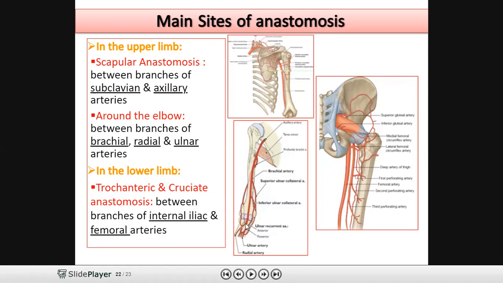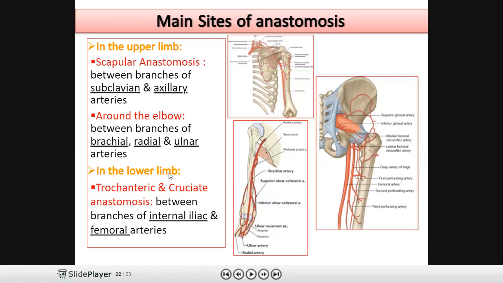Now I'm going to give you an assignment to list all the blood vessels that form the elbow anastomosis. I already said that there are branches of the brachial artery, the radial artery, and the ulnar artery, but list the specific names. Okay, so we have the inferior ulnar collateral, superior ulnar collateral, and then we have the ulnar recurrent arteries. So they form the anastomosis.